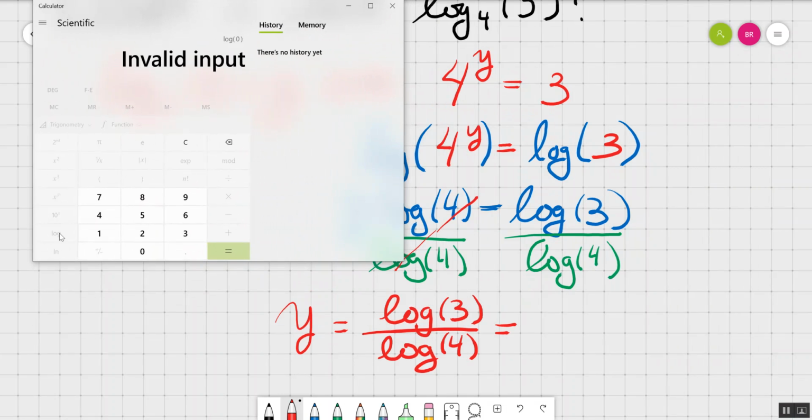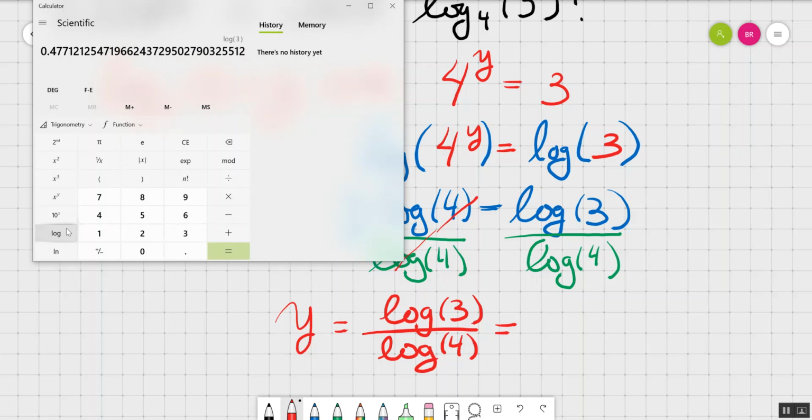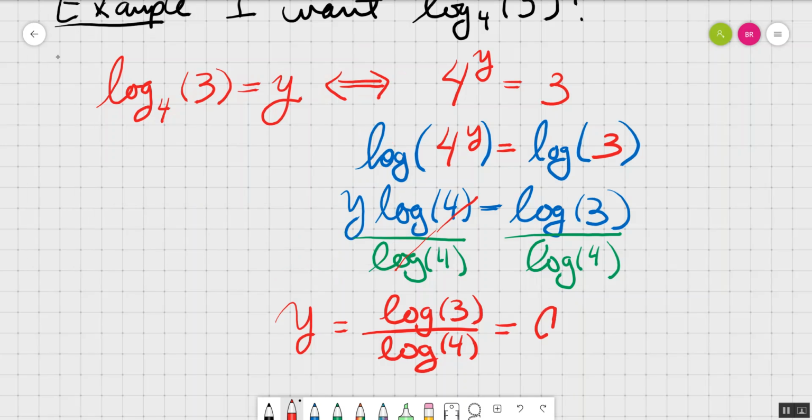So I'm going to do the log. I forgot how this does this. So I got 3, and I'm going to do its log. And I want to divide that by, put some parentheses in so it knows I'm going to log first, 4, and I'm going to do its log, close my parentheses, and hit equals. There we go. There's my logarithm. I hate the calculator on Microsoft.